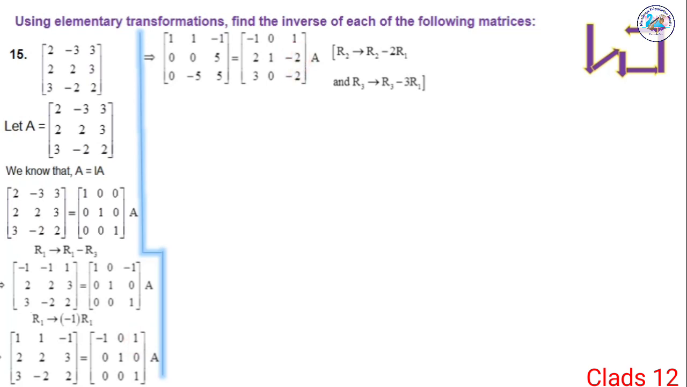Next R3 we are changing. R3 minus 3R1. R3, first element is 0, 0 minus 3 into minus 1. 3 into minus 1 is minus 3, and minus minus becomes plus. 3 into 1, 3. 0 plus 3 is 3. Next is 0 minus 3 into 0. 0 minus 3 into 0 is 0. Next 1 minus 3 into 1. 1 minus 3 into 1 is 1 minus 3, that is equal to minus 2.